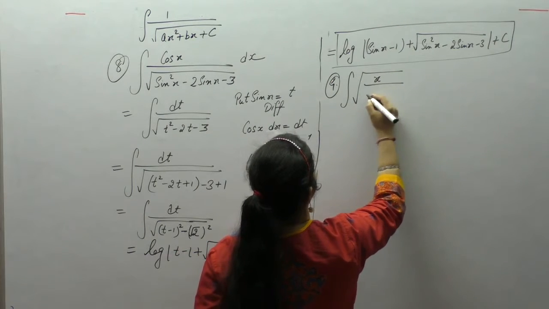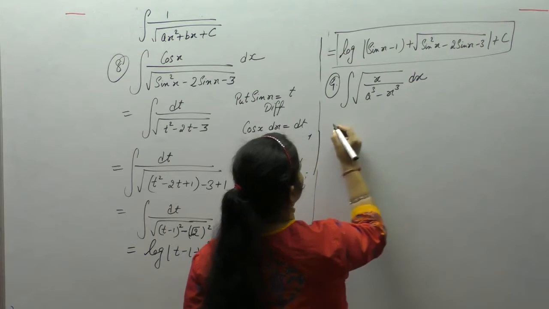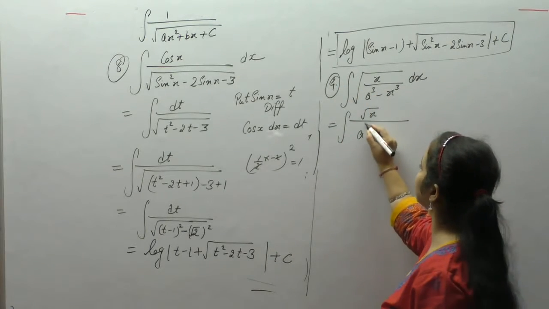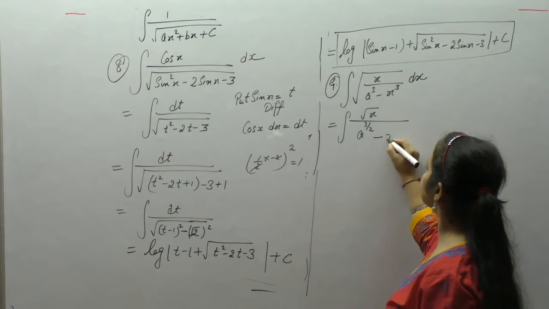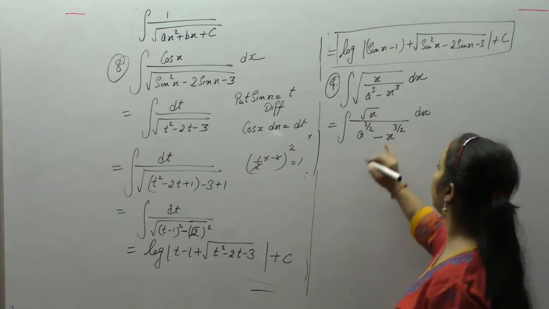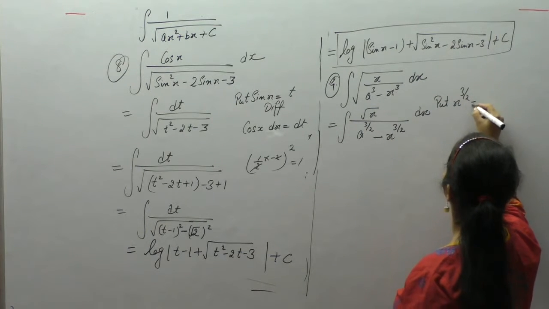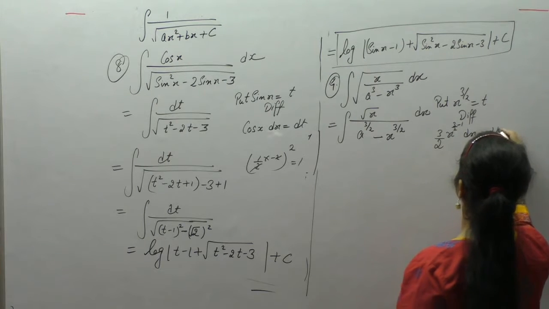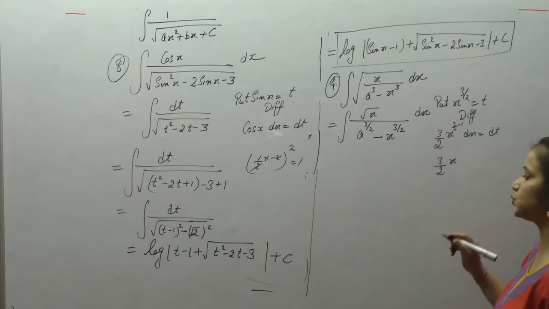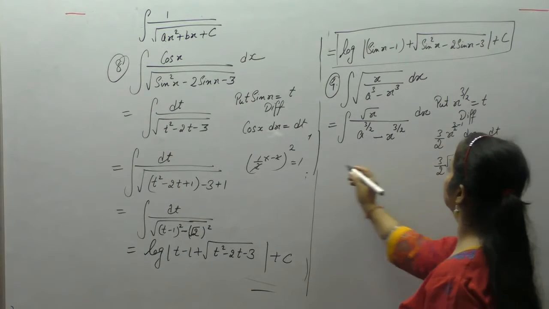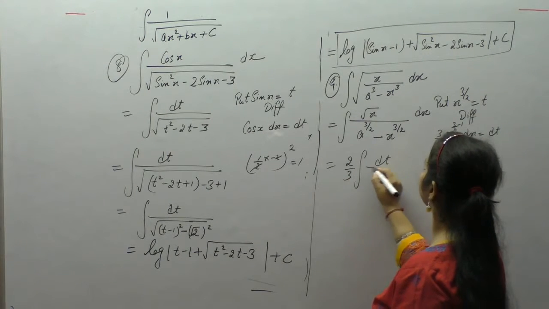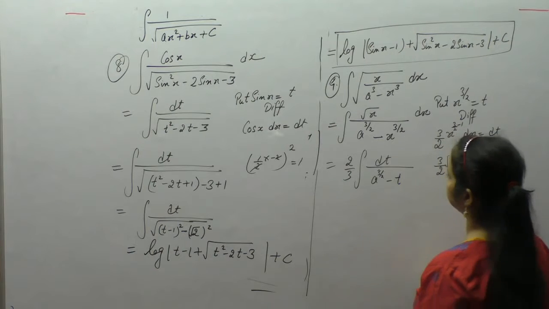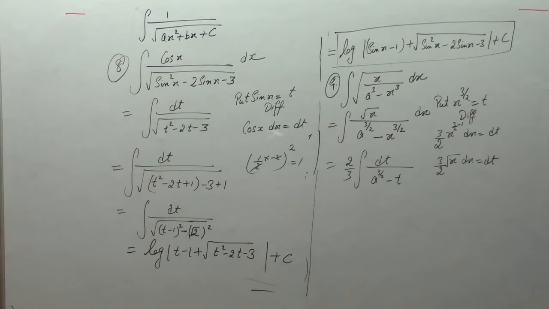Next is integral of square root of x upon a cube minus x cube dx. Write square root of x as it is. A cube power 1 by 2. We can write it as a power 3 by 2 minus x power 3 by 2. Now put x power 3 by 2 as t. Derivative of x power n is n x power n minus 1. 3 by 2, and 3 by 2 minus 1 is 1 by 2. So square root of x dx is 2 by 3 dt, and the denominator is a power 3 by 2 minus t.